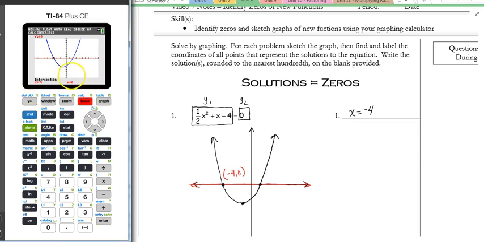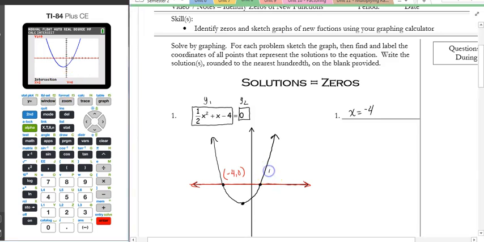Now I want to find my second intersection. I bring up my calculate menu again, which is second trace. I'm going to find intersection again, number 5. But this time, if I just hit enter 3 times, it's going to give me the same point. You don't want to do that. Make sure you scroll all the way over so you are closer to the intersection you want to find. Then you can hit enter 3 times. First curve, second curve, guess. This one is at 2, 0. Which means my second solution, or 0, is at x equals 2.